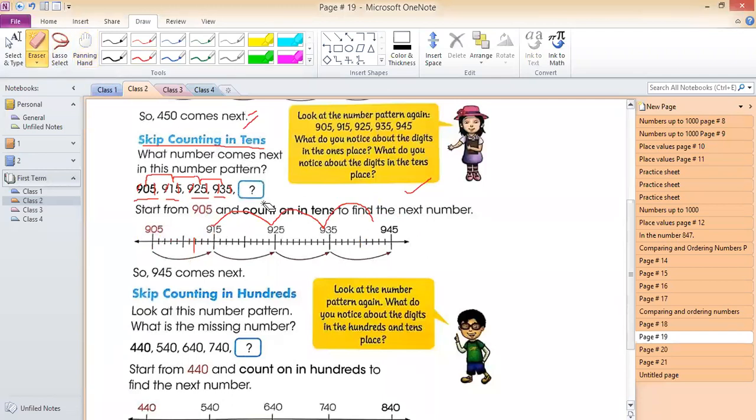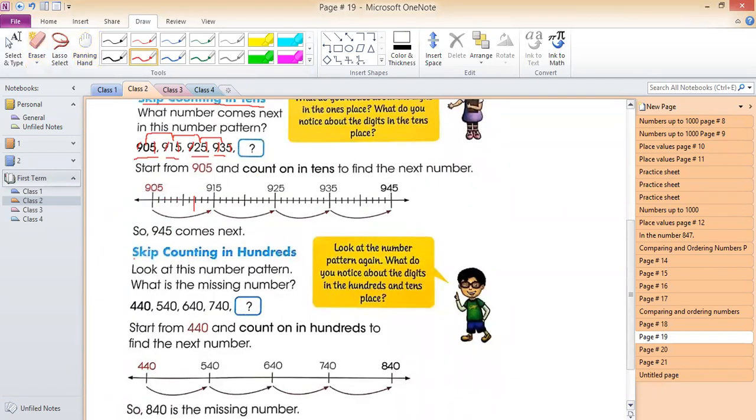Now we will learn about skip counting in hundreds. Guys, skip counting in hundreds is very similar to skip counting in tens. The only difference is here you will change the place of the hundreds, and the other two places, the tens place and the ones place, will remain the same. This 40 will remain the same in all the numbers. Only the number on the hundreds place will change.